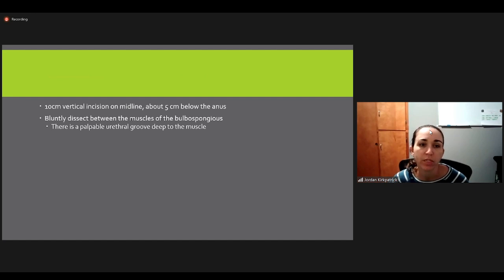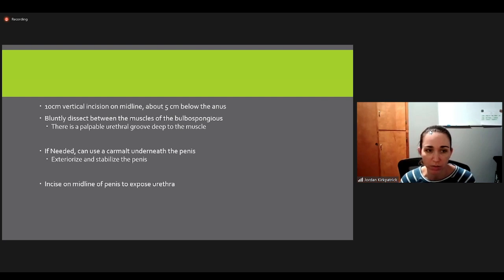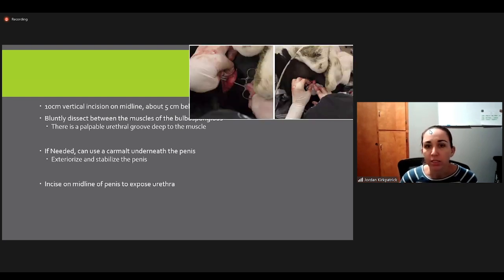To do this procedure, this is the description for cattle. It'd be a little bit smaller incision for a small ruminant, but a 10 centimeter vertical incision on midline about 5 centimeters below the anus. And then you bluntly dissect between the muscle of the bulbospongiosus, and there's a palpable urethral groove deep to the muscle. You'll exteriorize that portion of the penis, and then you'll incise on the midline of the penis to expose the urethra.